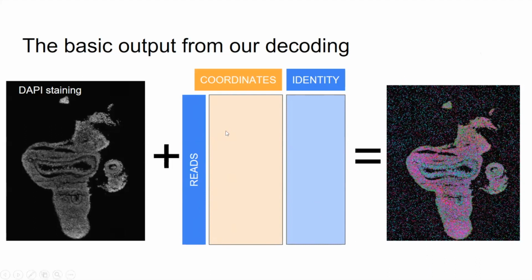Together with this, one typical thing that we do in the microscope is to image as well nuclear staining. Commonly, we use DAPI staining, and we will use that for cellular segmentation later on. So basically what we get from the decoding is this type of picture over here.